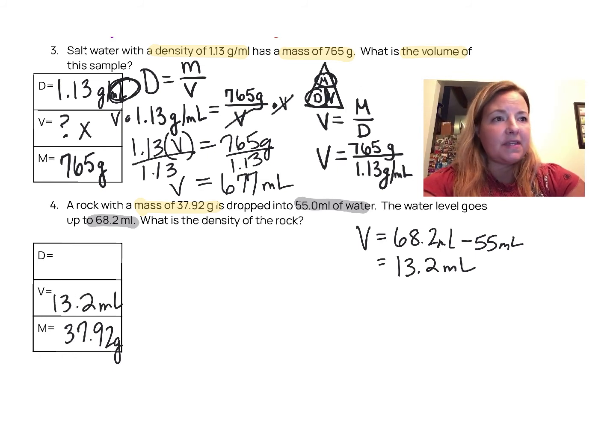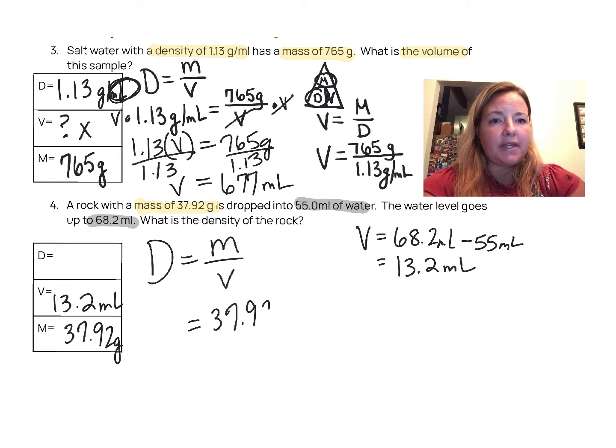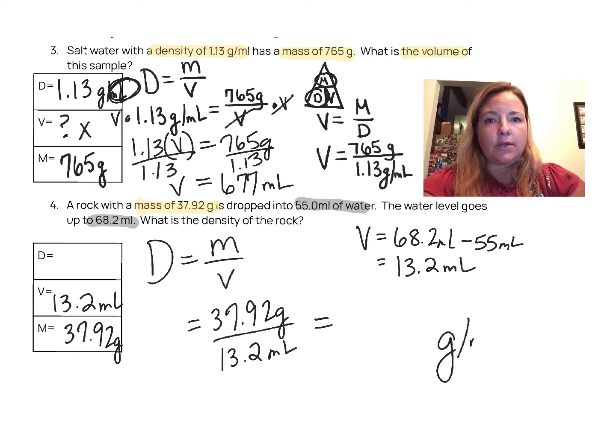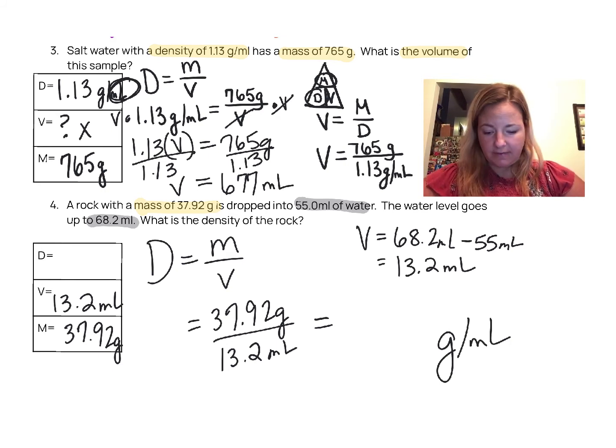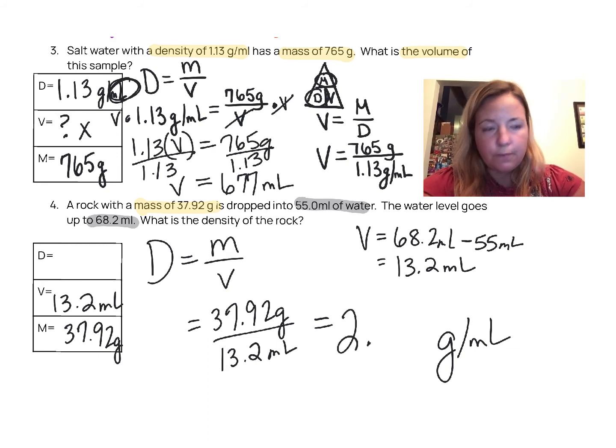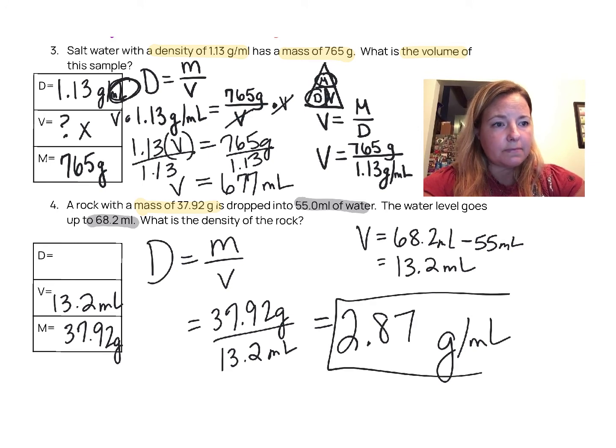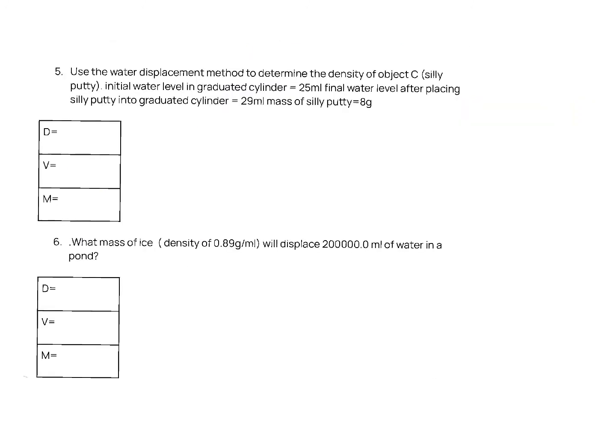Now that I have both pieces, I can simply use that density equals the mass over the volume. So I'm going to take my 37.92 grams and divide it by the 13.2 milliliters, and make sure that your answer is in grams per milliliter. So 37.92 divided by 13.2 gives us a density of 2.87 grams per milliliter.